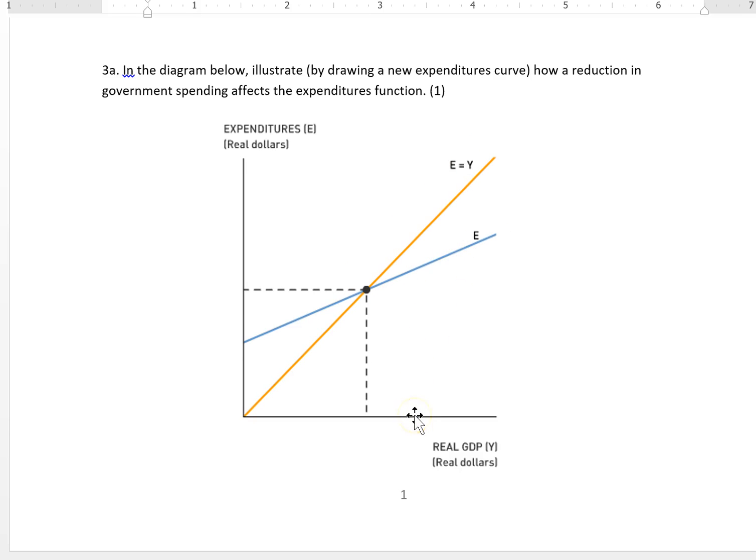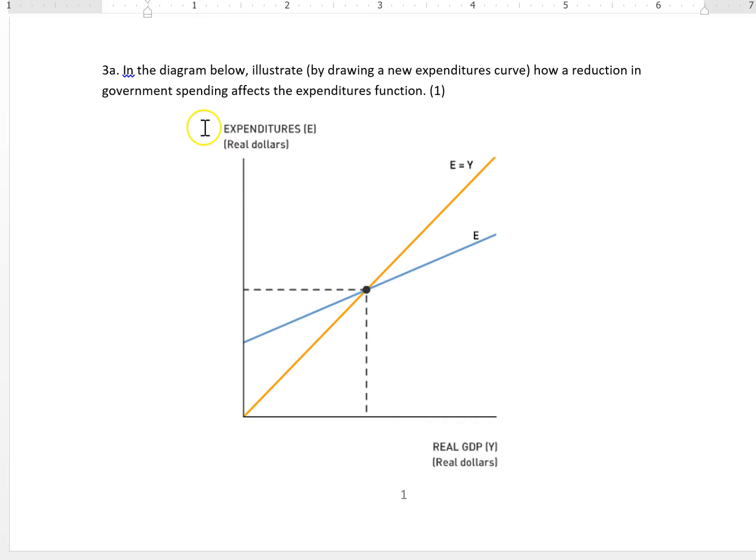For example, let's say you're earning this much right here. If I go up to here, that means I'm spending this much. But notice how if I were to spend all my income, I would have to go up to here. So the vertical distance between the 45 degree line and this blue line, that's the amount of savings that's taking place at this level of income.